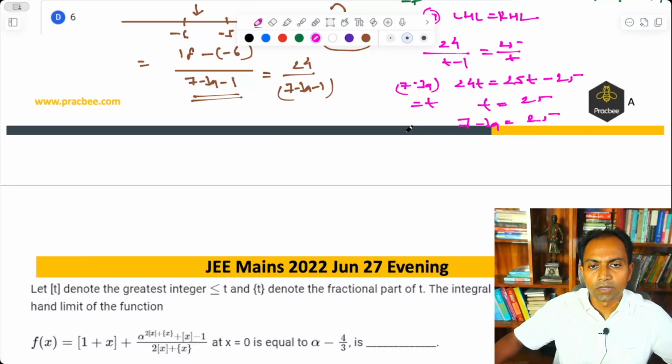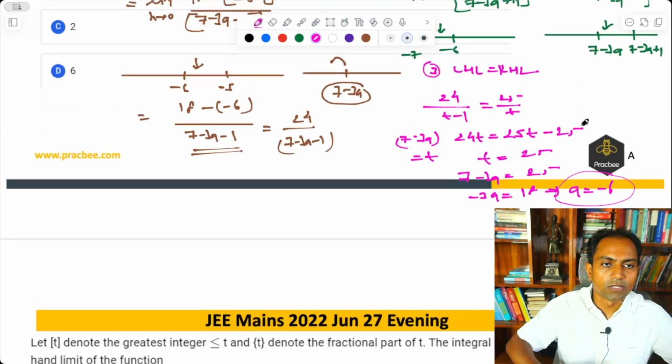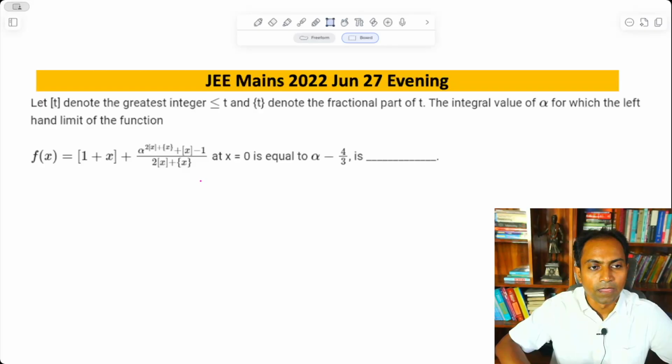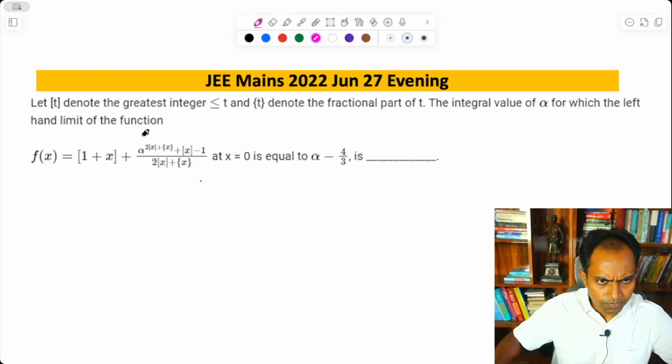So from here, if I solve, the value of minus 3a will be equal to 18, or a comes out to be minus 8. Once you have got this value, you can see that option A matches. So again, we are using the same idea, but in a more complex context. If I talk about this next question, it talks about this value of this function.